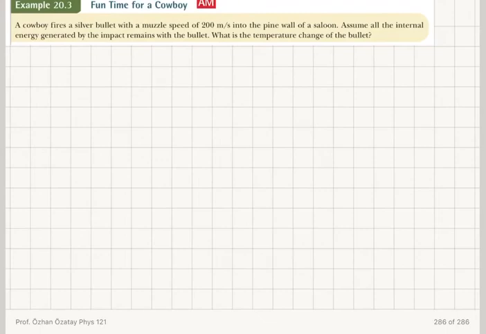Another example, a cowboy fires a silver bullet with a muzzle speed of 200 meters per second into the pine wall of a saloon. Assume all the internal energy generated by the impact remains with the bullet. What is the temperature change of the bullet? So I have initial velocity 200 meters per second. You can look up specific heat of silver from a table in the book. These values are tabulated. It is given as 234 joules per kilogram degrees Celsius.